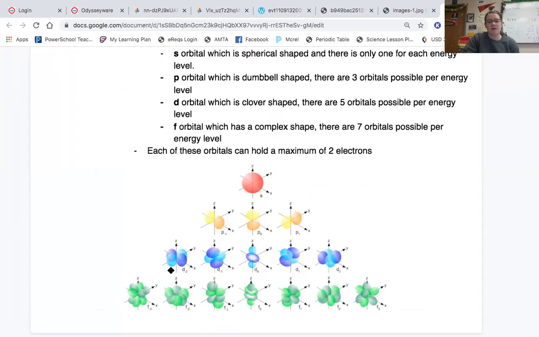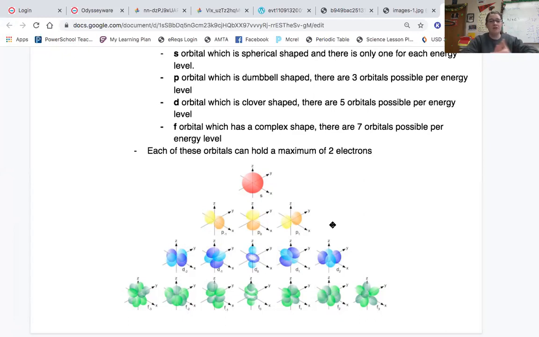A d orbital, there's 5 of those per energy level. They're kind of like a clover shape with the exception of this middle one, kind of like a 4-leaf clover. And then your f orbital, there's no real good shape to explain it. It's pretty complex, but there's 7 possible for each energy level. Now, each of these orbitals can hold 2 electrons. So this s sublevel could have 2 electrons in it. This p could have 2. This p could have 2. This one, 2. This d could have 2. Each one of these holds a maximum of 2 electrons.